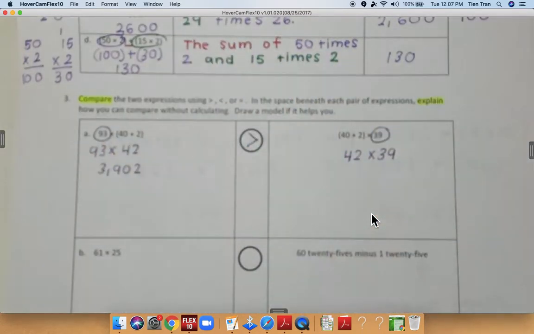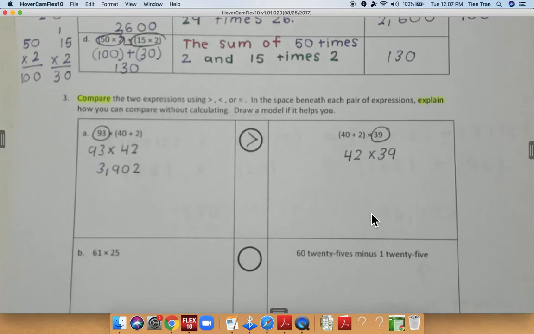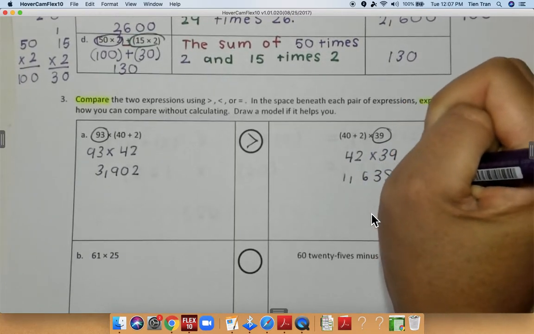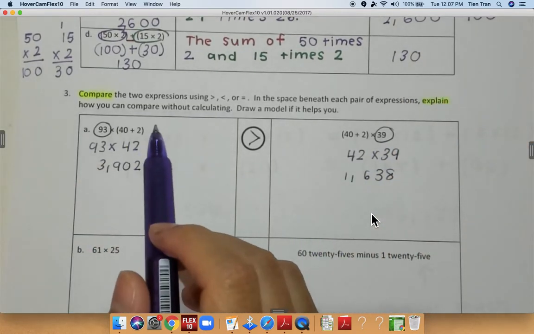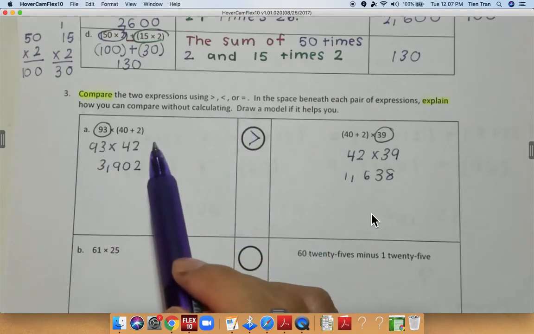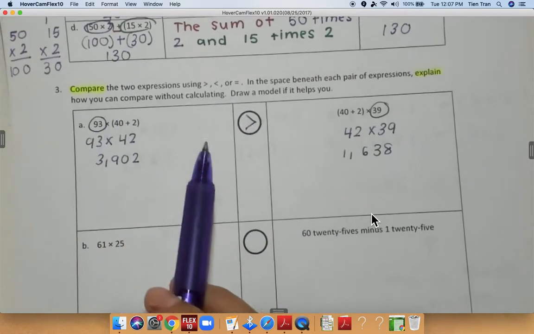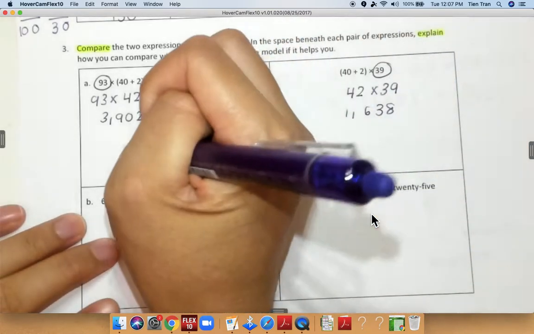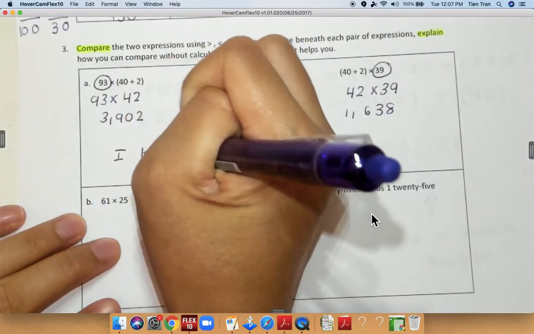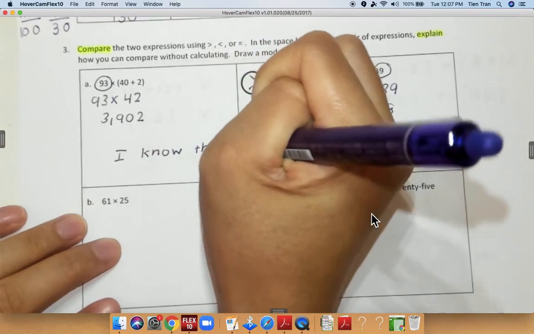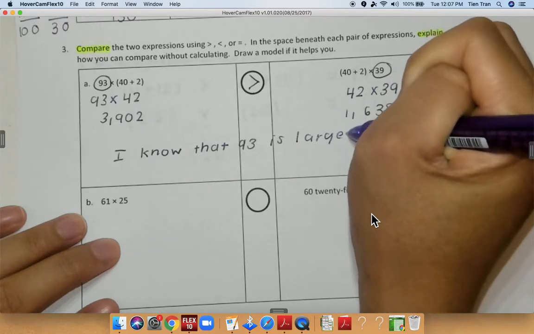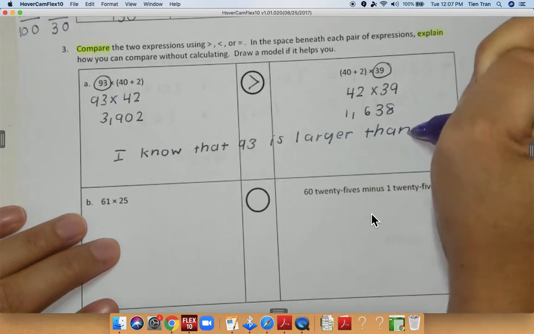3,902. Okay? If I were to multiply 42 times 39, I would have gotten 1,638. So even without solving, I already knew that 93 was going to be bigger. So my shark is eating the larger number. Now they're asking me, how did I know this? I'm going to write, I know that 93 is larger than 39.